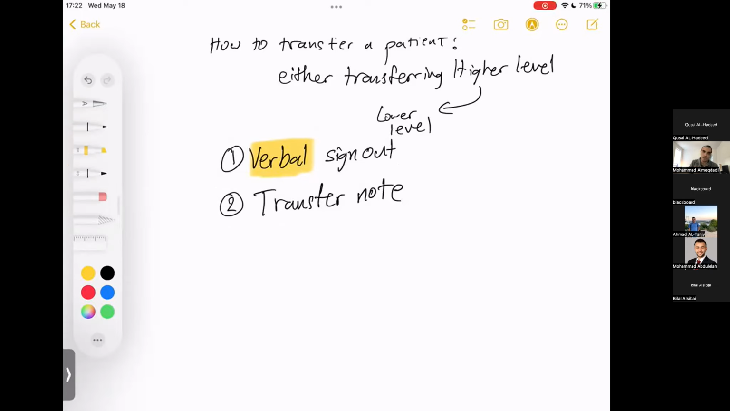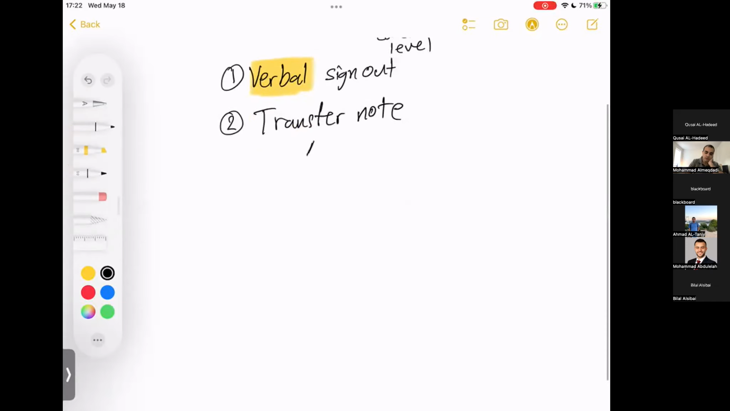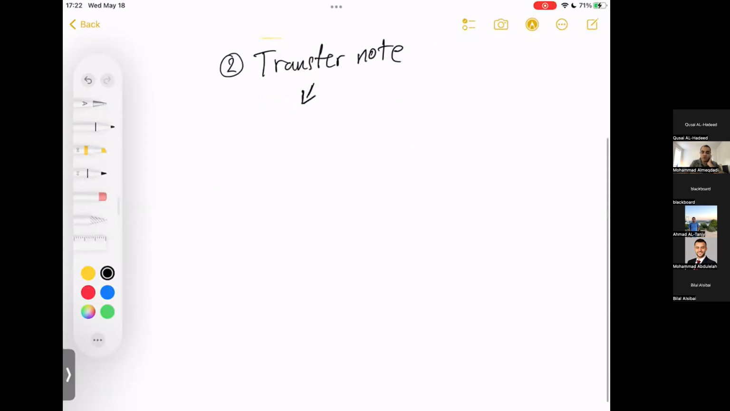When you think about a transfer note, it's very similar to an admission note, but it's a little bit different. So let's talk about the transfer note. If you're writing a transfer note for a patient, you are the sender. So the sender part, I'm going to write here. You are the person responsible for the patient right now, and you're sending them to another part of the hospital, either a higher level of care or a lower level of care. It doesn't really matter.